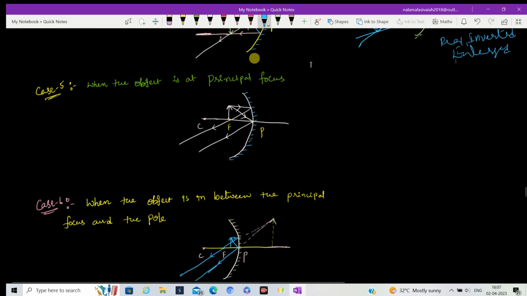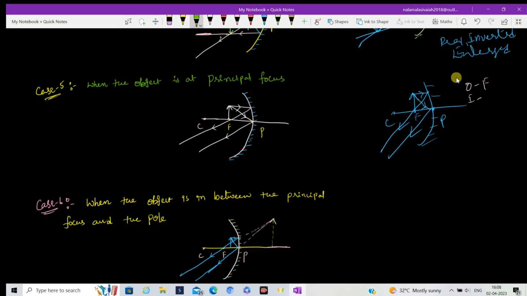And coming to the next position, when you place the object at the focus, with pole, focus and center of curvature, how is the image formed? One light ray I am taking passes through the focus, another ray I am taking passes towards the pole and is reflected towards infinity. Parallel lines never meet, so the image is formed at infinity. So object at F, image is forming at infinity.